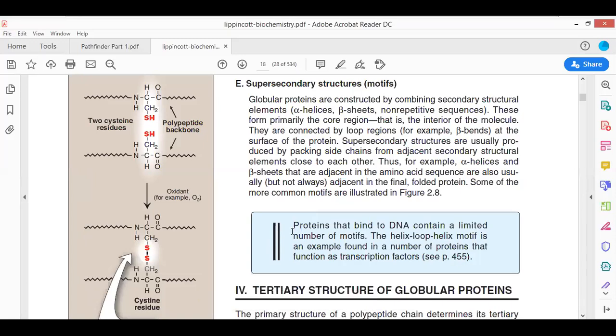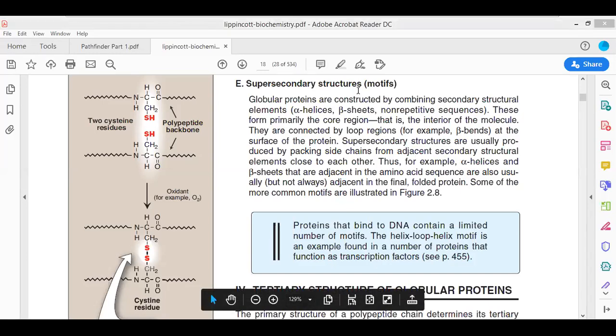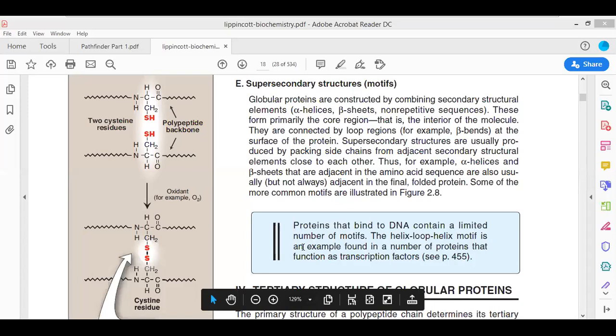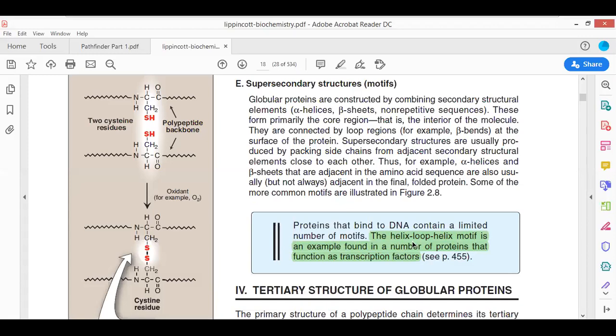Now there is a motif, the most important and the most abundantly present motif. You might be thinking, which is the most abundant motif in the protein world? The most abundant motif present in the protein world is the helix loop helix. It is found in a number of proteins that function as transcription factors. So this motif is the most abundant motif present in the biological world, and its name is helix loop helix motif.